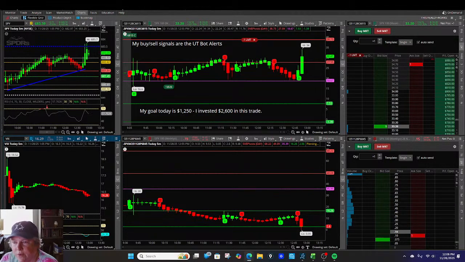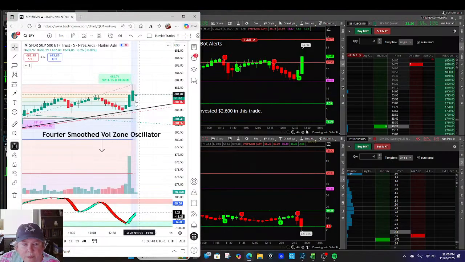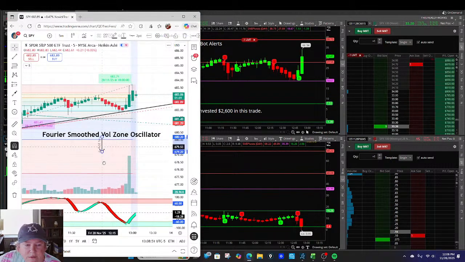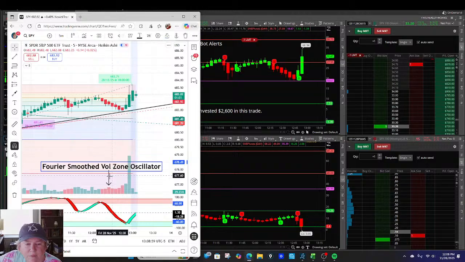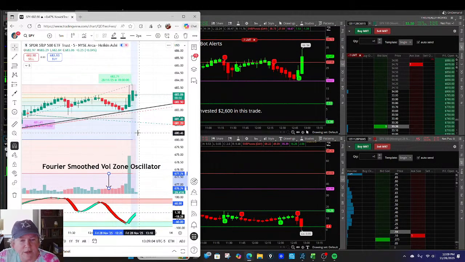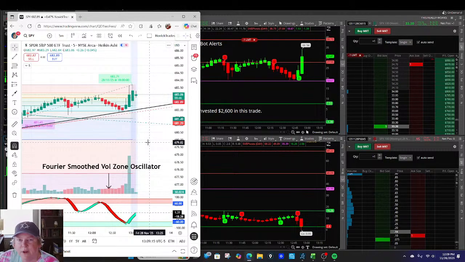I think I'm going to go ahead and stop my live feed today. Let's just take a look real quick though before I do that. This area right here is the Fourier smooth volume zone oscillator. We've been looking at it today. So that is what this blue shading is. That's the end of the trading day. So I'm going to be interested to see what happens.